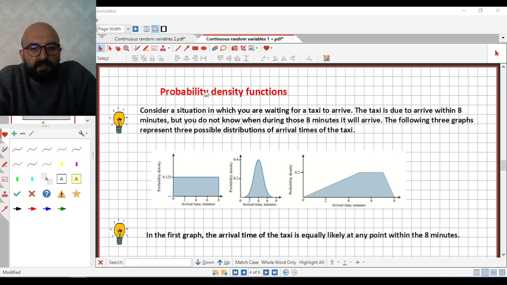Yes, now we will go on and learn probability density functions. Consider a situation in which you are waiting for a taxi to arrive. The taxi is due to arrive within 8 minutes, but you don't know when during those 8 minutes it will arrive. The following three graphs represent three possible distributions of arrival times of the taxi.